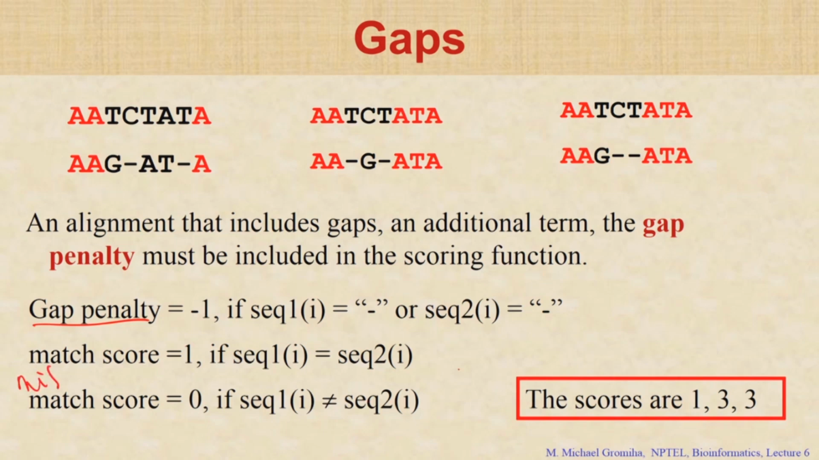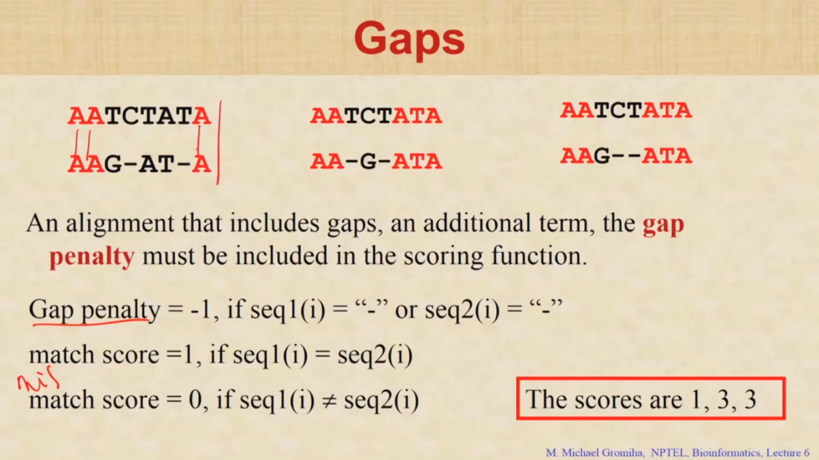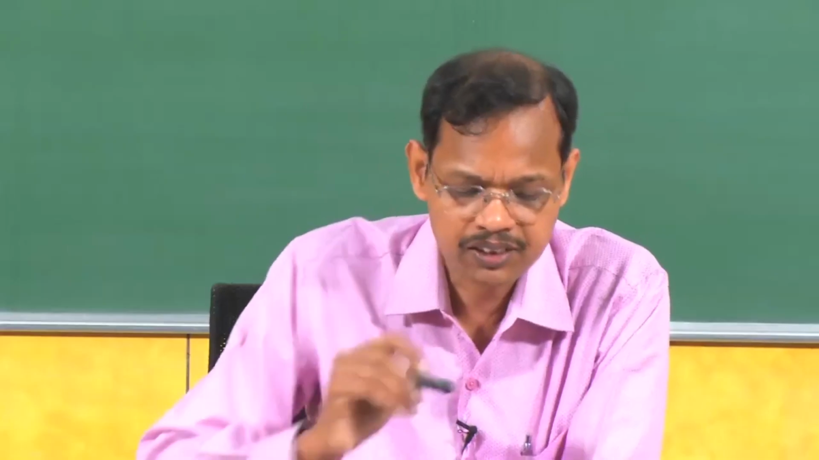If you do this, what is the score for the first alignment? This is 1, 2, 3, right. For the alignment the match score is 3, this is -1, this is -2, and the others are 0, right. So, this will be 1. So, we take this alignment.